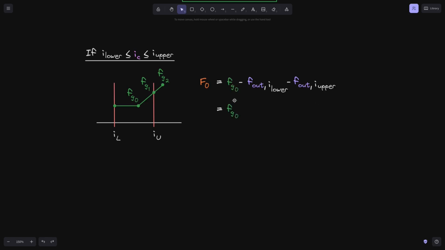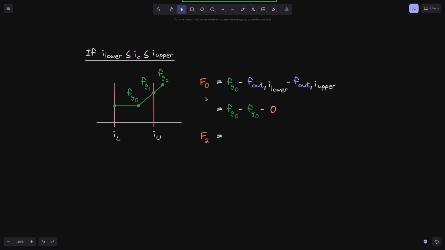The first part, FG0 is equal to FG0. The second part, f out of I lower, we initialize this to be FG0. In the third part, f out of I upper, we initialize this to be 0. F0 is equal to FG0 minus FG0 minus 0, or simply this is equal to 0. How about f of 2?